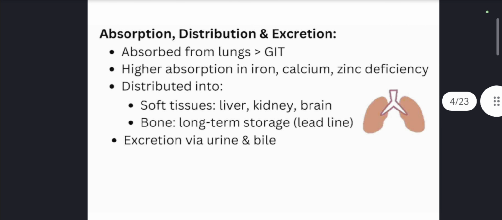Talking about absorption, distribution, and excretion of lead. Lead is absorbed more from lungs compared to GI, and high absorption occurs in people with iron, calcium, and zinc deficiency. It is also distributed to soft tissues like liver, kidney, and brain, and also bone, which leads to lead line, which occurs due to long-term storage of lead. Excretion occurs via urine and bile.